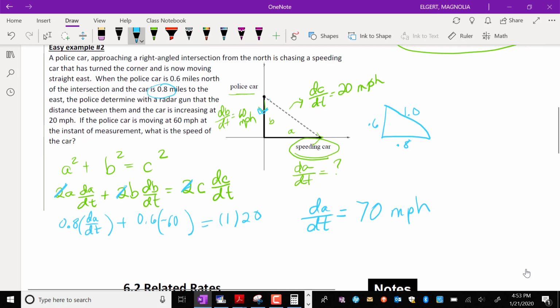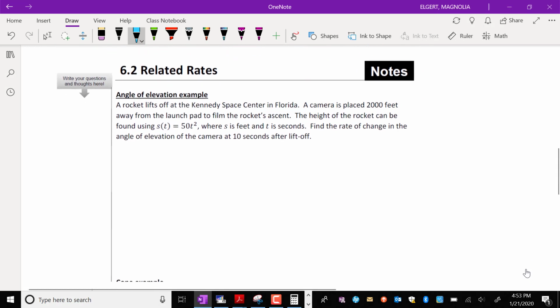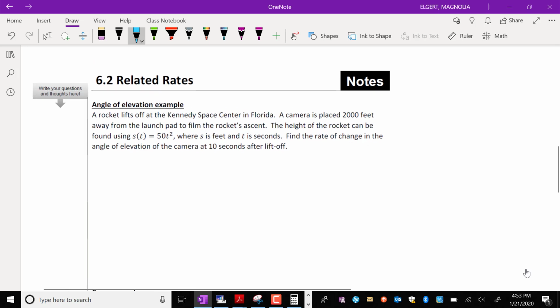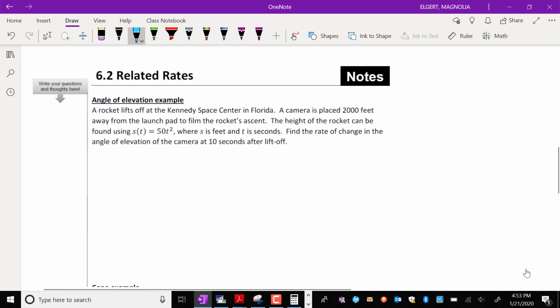Okay, so let's look at another example. This one is a little harder, but I think we'll be fine. So let's give it a try. A rocket lifts off at Kennedy Space Center in Florida. A camera is placed 2,000 feet away from the launch pad to film the rocket's ascent. The height of the rocket can be modeled using this quadratic equation, where S is in feet and T is in seconds. Find the rate of change of the angle of elevation of the camera at 10 seconds.